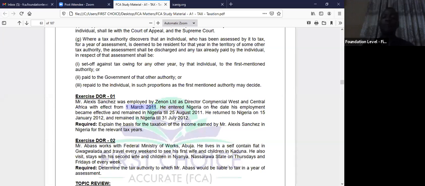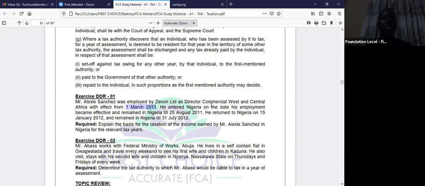Now, I have to tell you too that the year of assessment for employment income is actual year basis. So there's a difference between what they call preceding year basis and actual year basis. Actual year basis is the actual year in which you are getting your income. That is also the year you are being taxed.